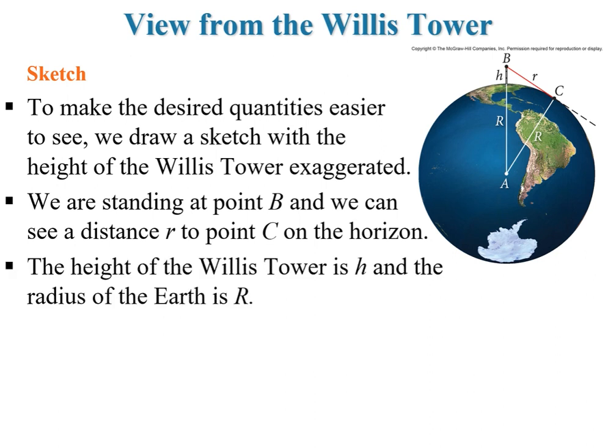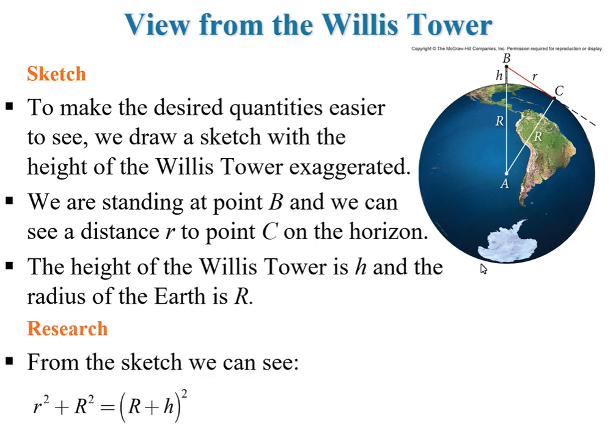The height of the Willis Tower is represented by h. The radius of the Earth is r. So from the sketch, we can apply the Pythagorean theorem. Since this is perpendicular, we have R squared plus r squared is equal to, muna ato ang hypotenuse, which is r plus h squared.